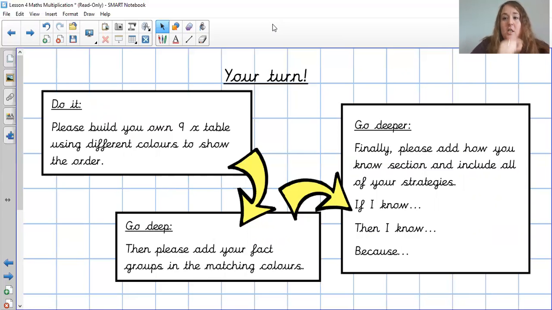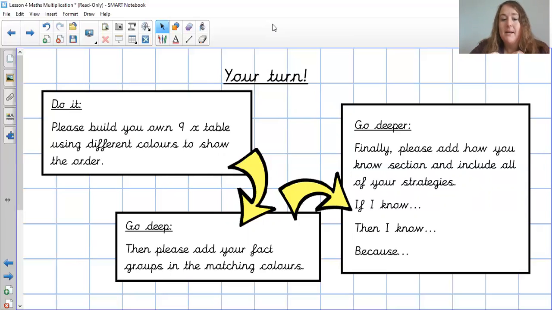So the do it is just to write the numbers in the different colours. But the go deep and the go deeper all tie in with it. And that's why I said it was really important that we use those fact groups and matching colours. So when I did it and I modelled it for you a few screens ago, I didn't just put the colours along. I was explaining my process the whole time. I was writing 1 times 6 and then 2 times 6 and showing that I was doubling. And that combines our go deep and go deeper today.